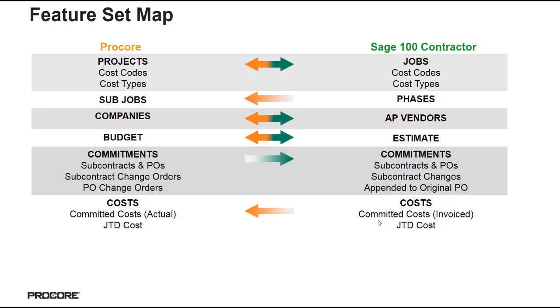Finally, one of the most powerful features of the integration is the accounting information we're able to pull from Sage 100 Contractor into Procore. We're able to pull in your job-to-date cost information from Sage, and the information will be displayed on your Procore budget. So for now, let's get into Procore so I can show you how some of these features work.